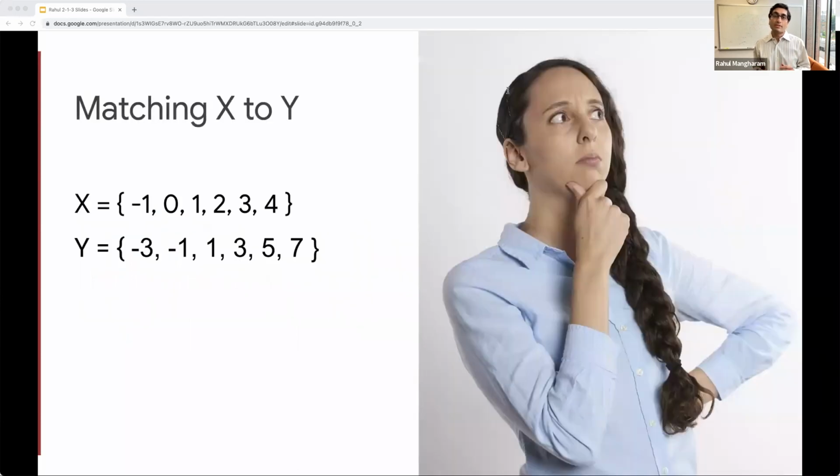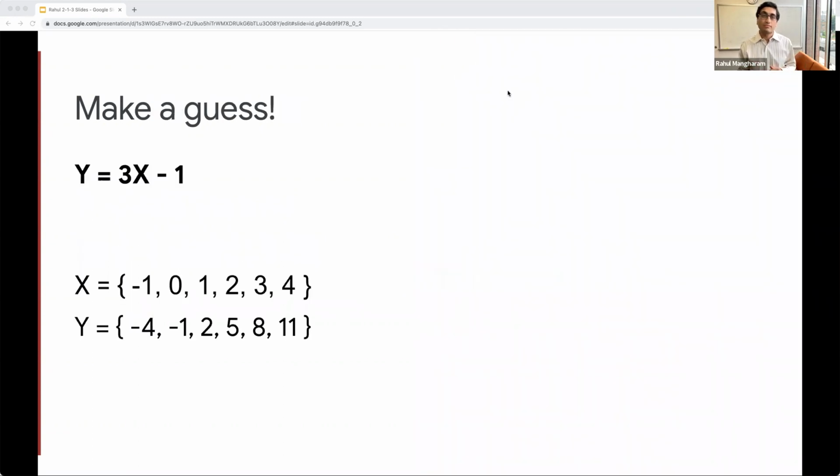So for example, you have the values of X and Y that you can see here, and you want to figure out a way to match X to Y. So you know that Y is a function of X. You just don't know what that function is. So make a guess. Say you think it's Y equals 3X minus 1. It's as good a guess as any. But how do you measure how good or bad it is?